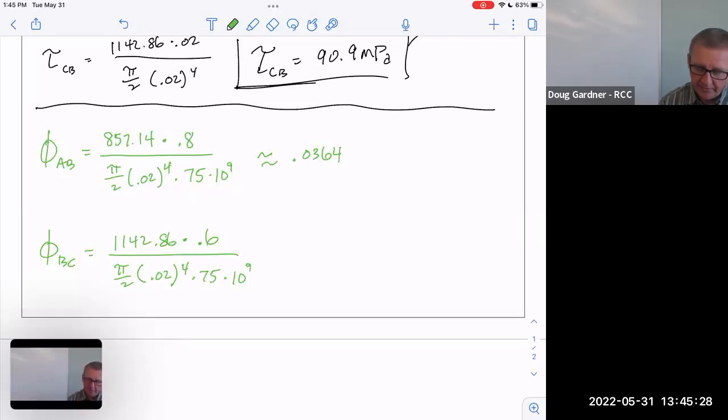In my case, because I have that all typed in, I could just go back and retype it, type over the top of it really quick, since most of it is still there. And I'm hoping I'll get the same answer. If not, we got a problem. 1142.86 times 0.6. I got 0.0364, the same thing. Of course I did. Equal, of course.